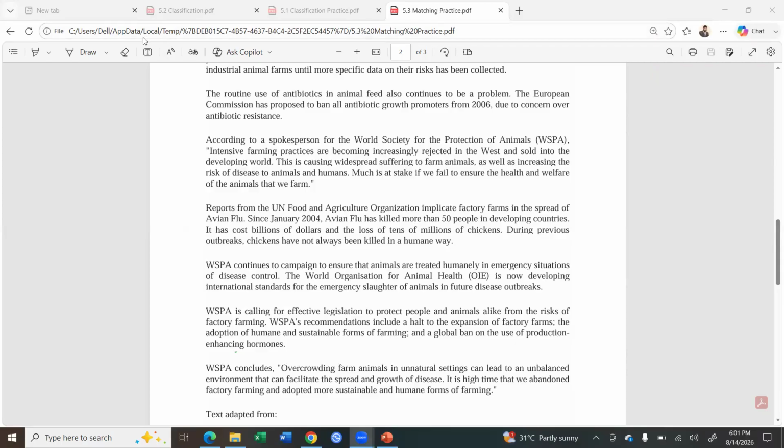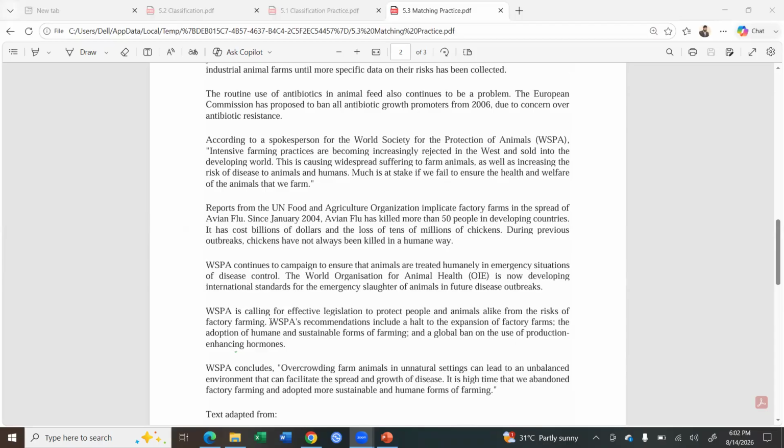WSPA is calling for effective legislation. Legislation is related to law to protect people and animals alike from the risk of factory farming. Excellent, yes. Effective legislation. Legislation means laws, right? Calling for laws, right, to be passed to protect people and animals, right? Although the word people is more, which is not mentioned in the statement, but we are here related to this one, right? Animals alike from risks of factory farming, right? So should be less harmful and risks.